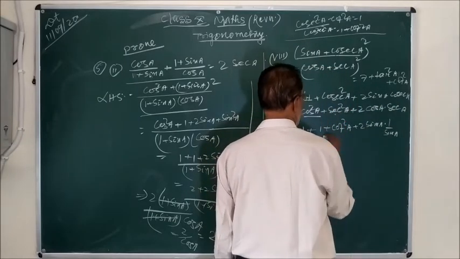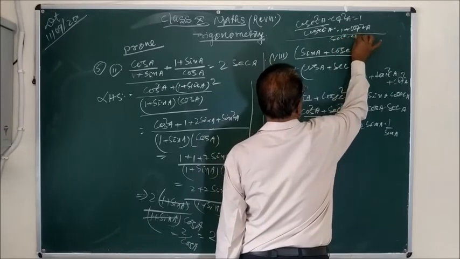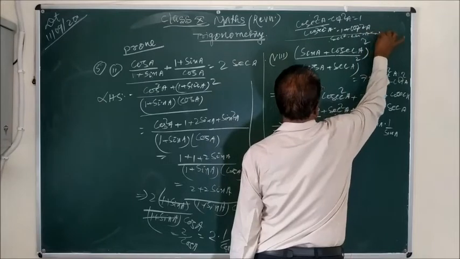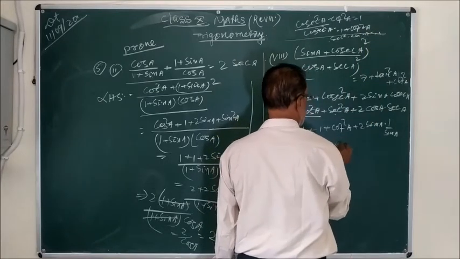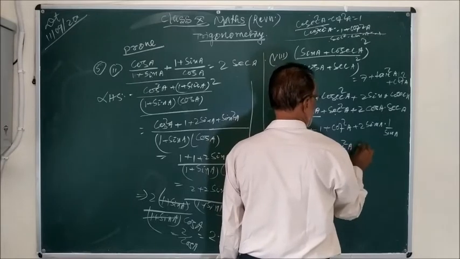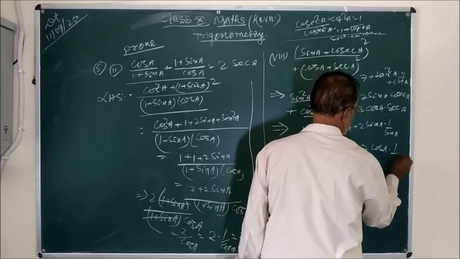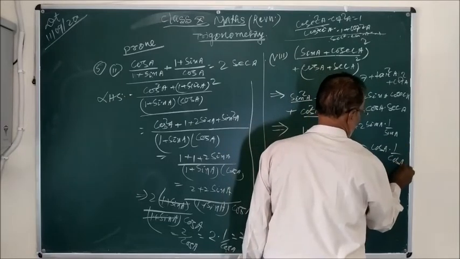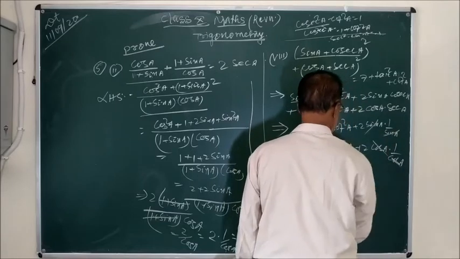And sec square minus tan square is equal to 1. तो इसमें भी आ जाएगा sec square is equal to 1 plus tan square A. And this will be 2 cos A. और sec को लिख दीजिए 1 cos A. और cosec को लिख सकते हैं 1 sin. This will be cancelled, this will be cancelled.